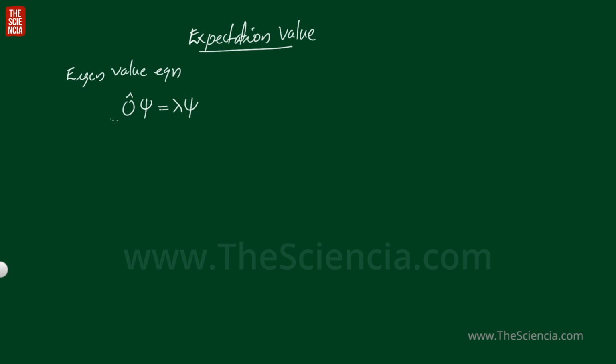Expectation value. I think you are familiar with the eigenvalue equation. That is, some operator is acting on a wave function. So it will give an eigenvalue and a wave function. So here I tell you an analogy to understand this eigenvalue equation.